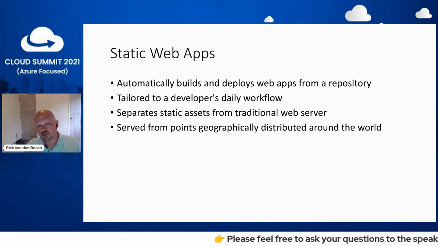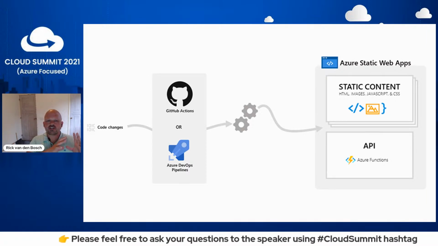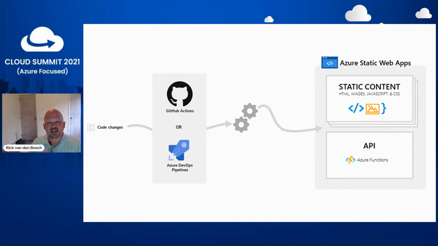Now, if we're going to look at what that looks like, it's something like we have some code changes, and then it goes into either GitHub Actions or Azure DevOps pipeline, or something that you build yourself. And then there's this magic process with the two cogs, or the two wheels, and then you get static content on the one hand and the API on the other hand.